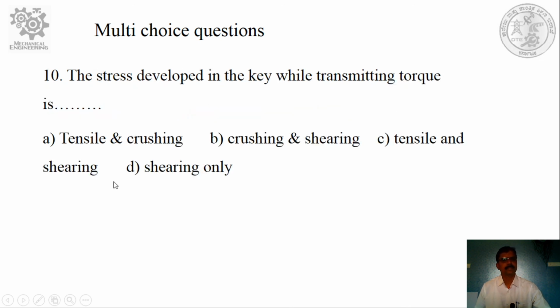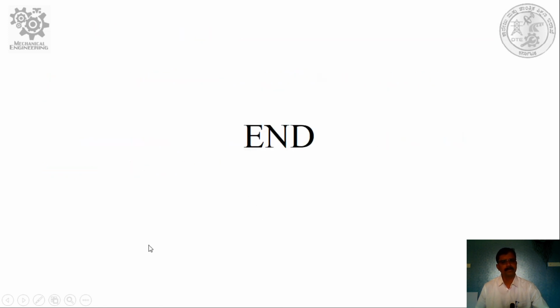Next question. The stress developed in the key while transmitting torque is. While transmitting the torque from the shaft to the hub, we are going to use a key through which the power is transmitted. While transmitting, the key is subjected to what type of stresses? Here the answers are tensile and crushing, crushing and shearing, tensile and shearing only. The answer is crushing and shearing. Now that's all for this session regarding the rigid flange coupling.